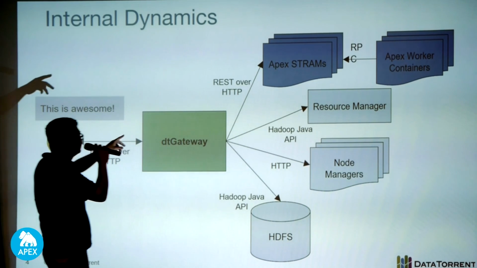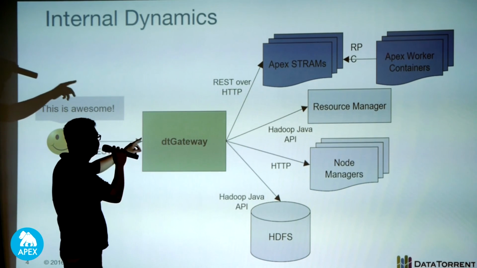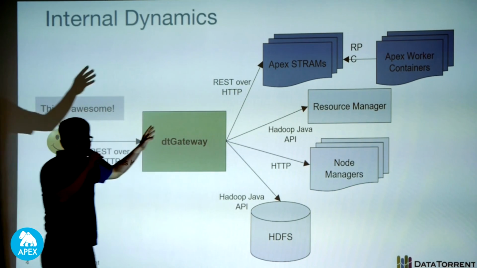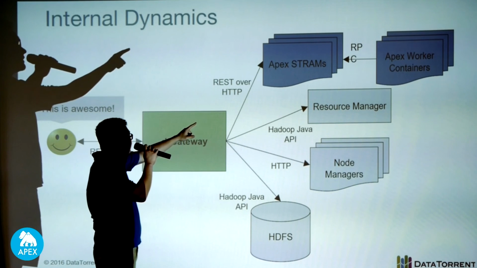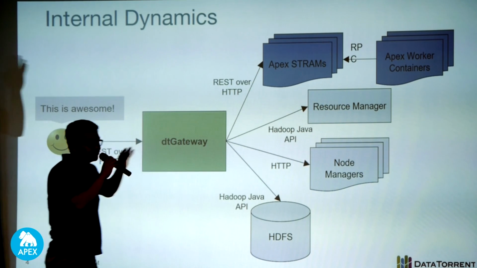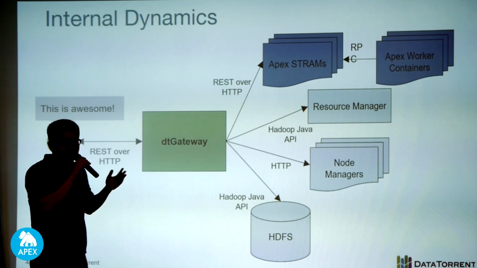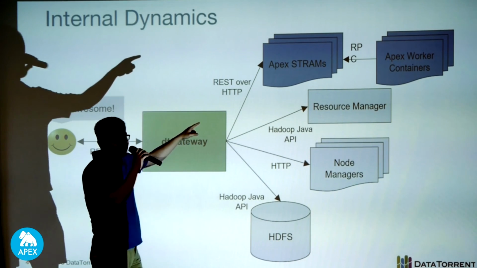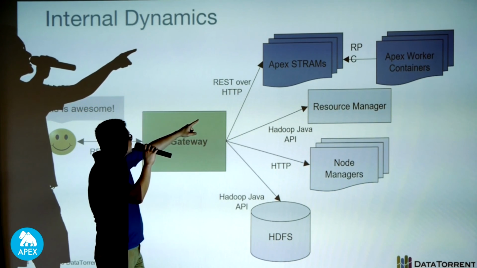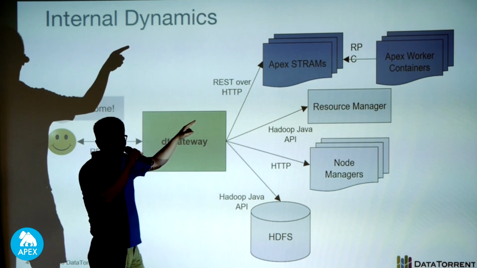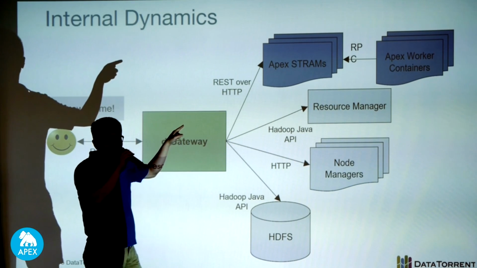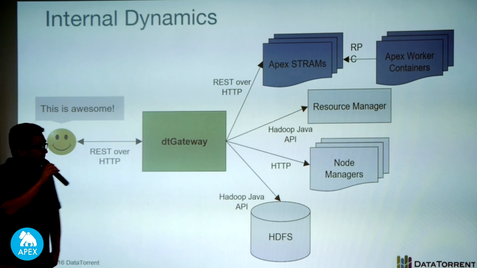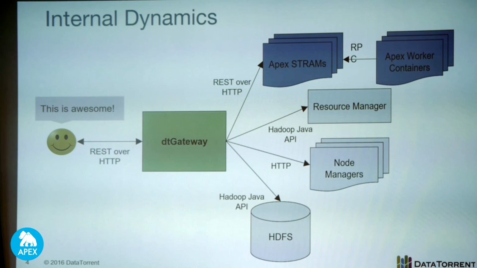But the more interesting thing is that it connects to the Apex application master, which we call STRAM, for the application details and application metrics, like latency, tuples per second, and so on. Each of the Apex worker containers sends heartbeats to the Apex application master with all the container information and details. Any questions so far?